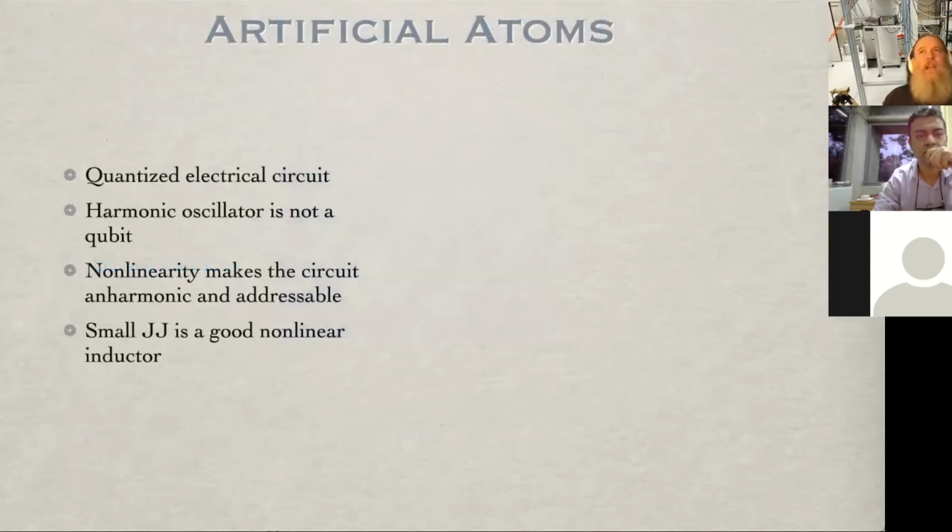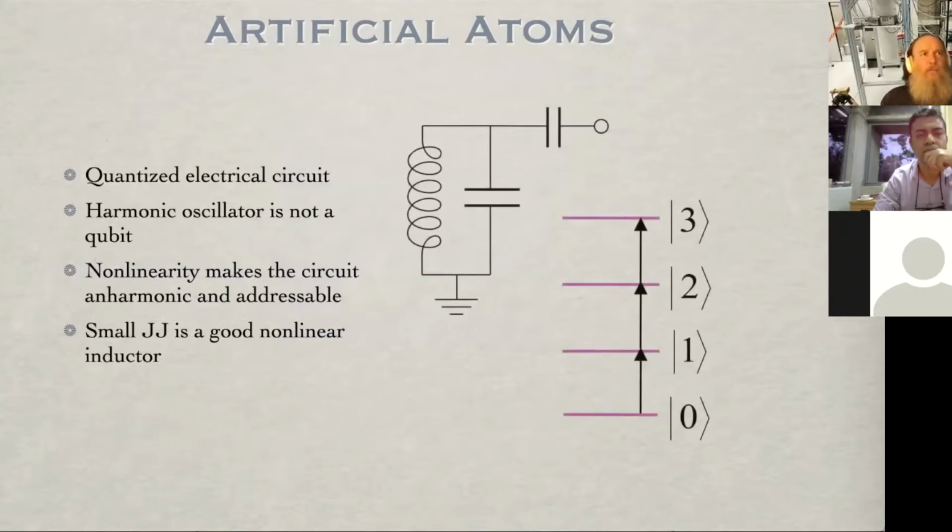So how do we make an artificial atom or a superconducting qubit? We could start with some electrical circuit and try to quantize it. One of the simplest and most common electrical circuits we could think of would be just a harmonic oscillator, an LC oscillator, made from an inductor and a capacitor. Now the problem is that a harmonic oscillator doesn't work as a qubit, and that's exactly because it is harmonic.